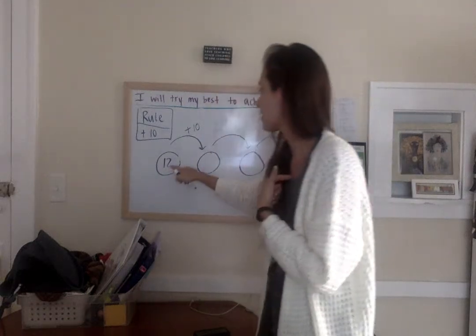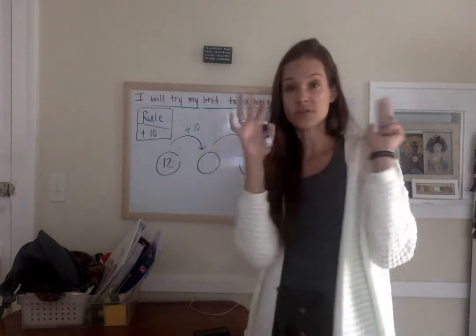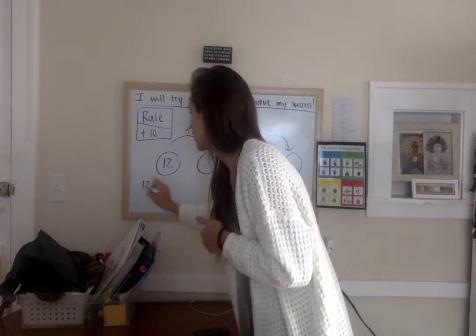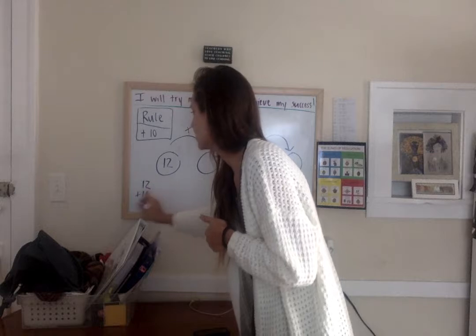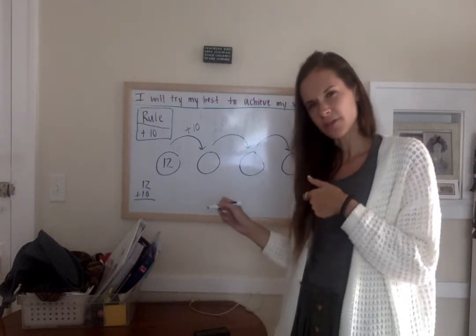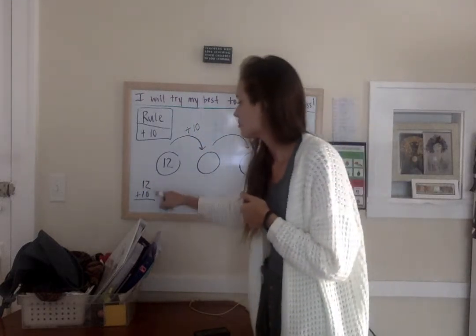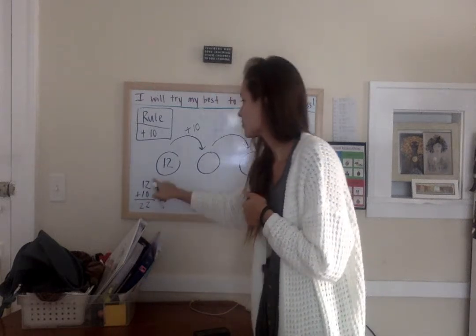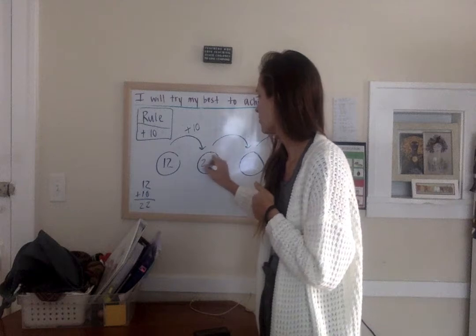Or I could just add 12 plus 10. I could use my fingers, or I could add using this strategy here, 12 plus 10. I'm not sure if you're familiar with this from first grade, but 2 plus 0 equals 2, 1 plus 1 equals 2. So 12 plus 10 equals 22.